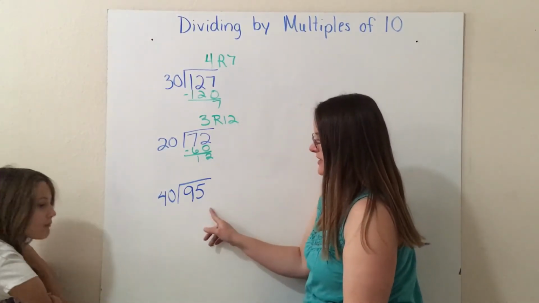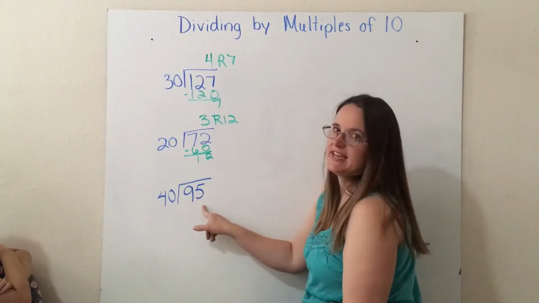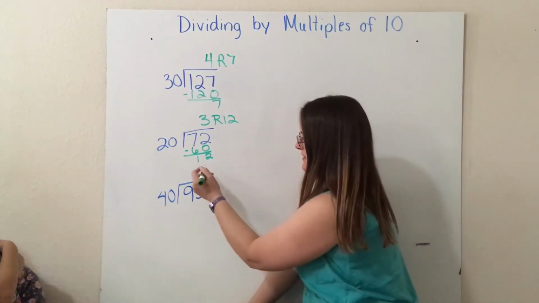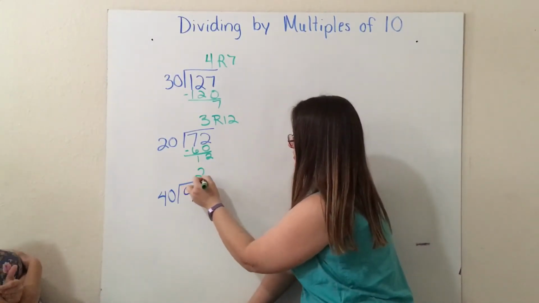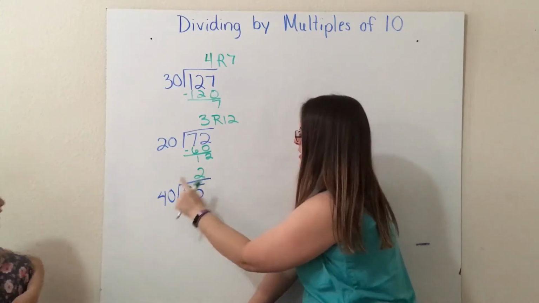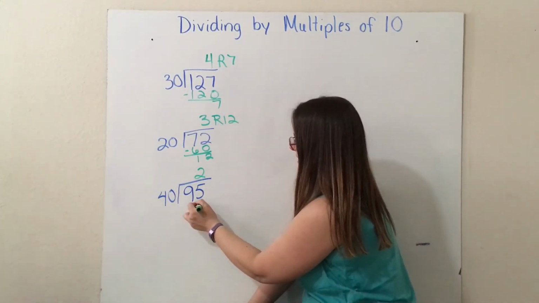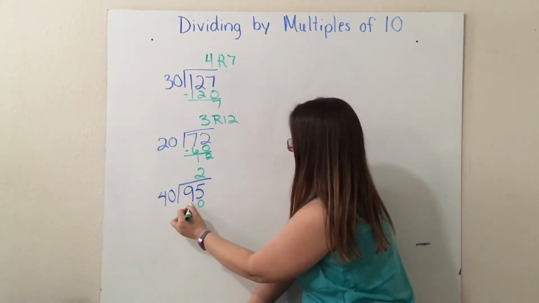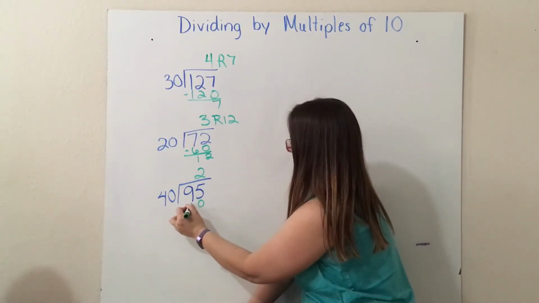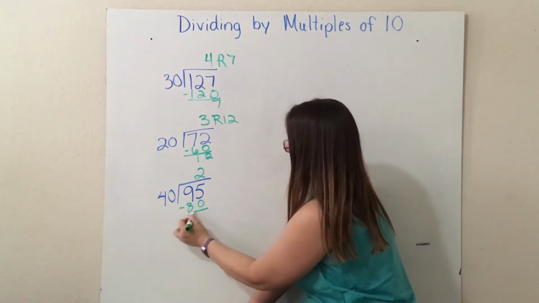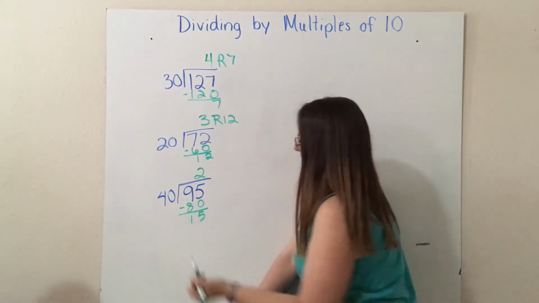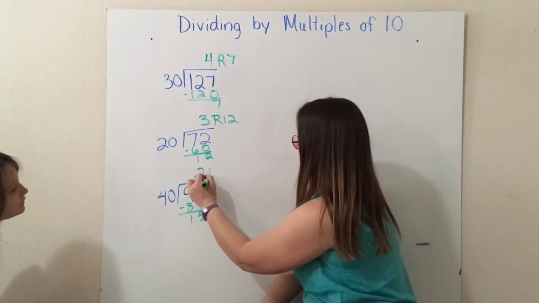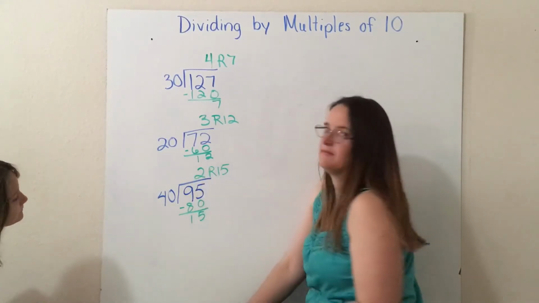And then we'll try this one. Instead of 40 into 95, how many times does 4 go into 9? 4 goes into 9 2 times. I'm going to put my 2 in my ones place here. 2 times 0 is 0. Anything times 0. 2 times 4 is 8. Then we subtract. Can I make a group of 40 if I only have 15 left? No. So my remainder is 15.